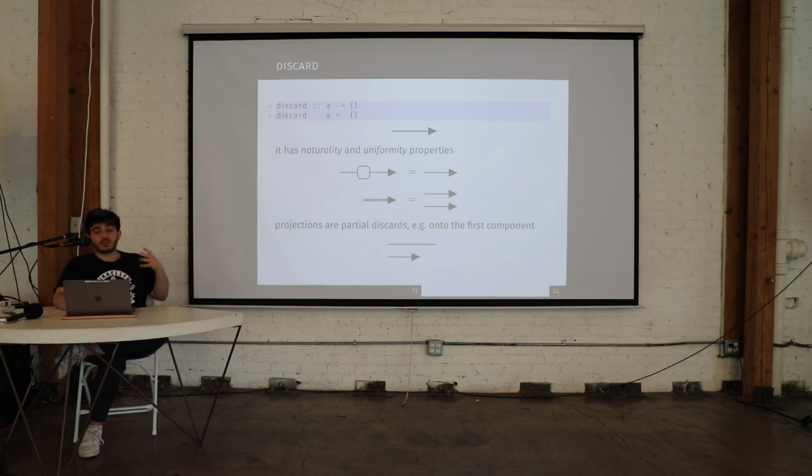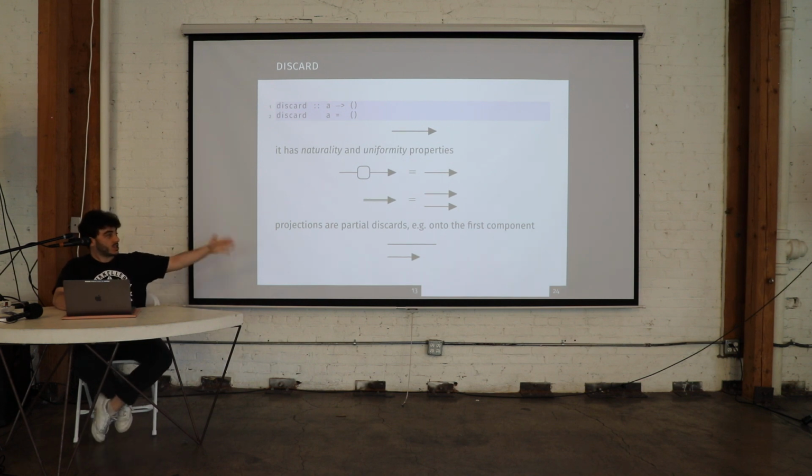This also has an application to projection maps. So, for example, if you want to map from A comma B to A, i.e. first, or A comma B to B, i.e. second, you can draw it in terms of discarding one of the two. So, projection maps then also have a visual modification.